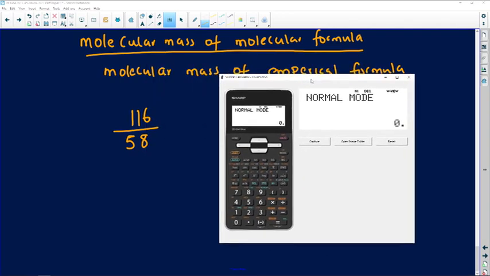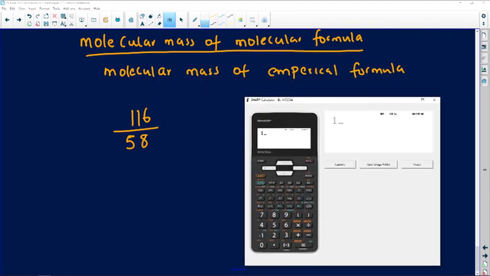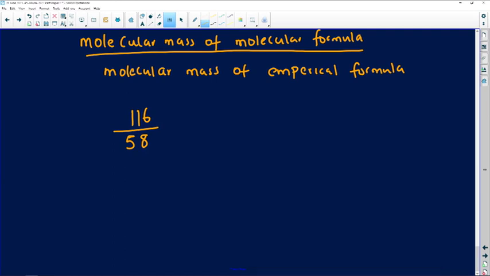We have 116 divided by 2. What do we get then? In fact, not divided by 2, it's 116 divided by 58. What do we get now? We get 2. So our answer is 2.